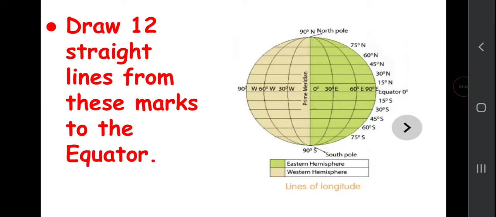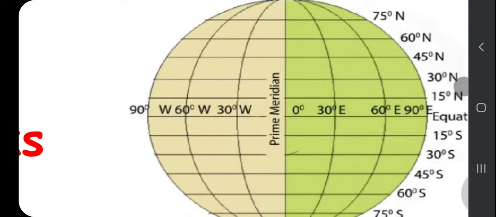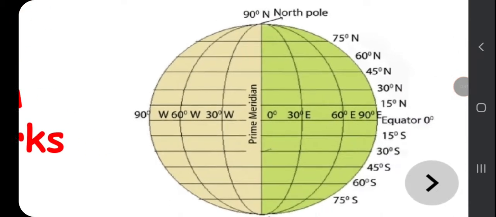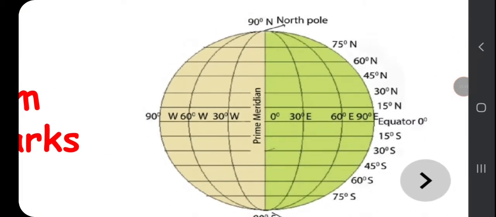When we divide each line in 3 equal parts, there will be 12 straight lines from these marks like this. This is only a 2D representation, so you can't see the back side. Here you can see 6 lines, and on the back side there will be 6 lines also if we draw it on a ball.